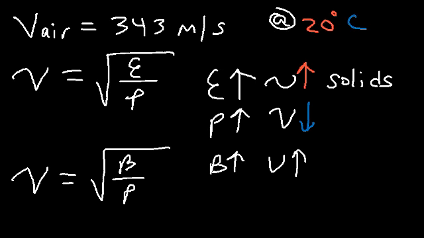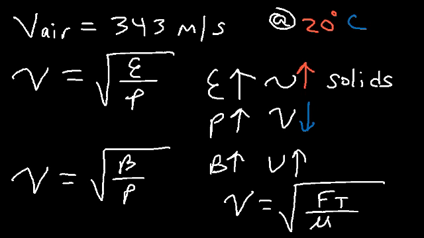These equations look similar to the equation that gives you the velocity of a standing wave, or the velocity of any wave on a string. It's equal to the square root of the tension force divided by the linear density. So as you can see, the speed of sound is inversely related to density. As the density increases, the speed of sound decreases.